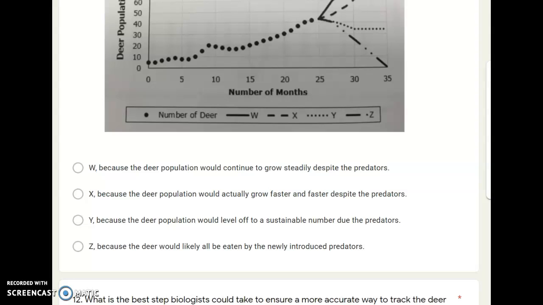Answer 1. W, because the deer population would continue to grow steadily despite the predators. Choice 2. X, because the deer population would actually grow faster and faster despite the predators. Choice 3. Y, because the deer population would level off to a sustainable number due to the predators. Choice 4. Z, because the deer would likely all be eaten by the newly introduced predators.